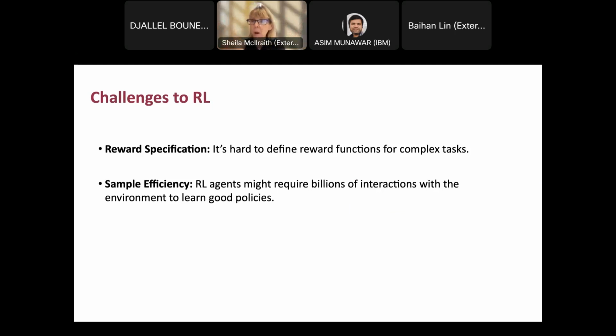So that's one problem. The second big problem is sample efficiency. Reinforcement learning agents require billions of interactions with the environment to learn good policies. As you can imagine, if you close your eyes and walk around in the dark, it takes a long time to figure out what you need to do to perform some sort of complex task, even with some sort of reward.